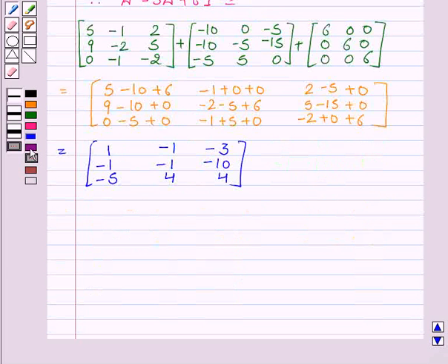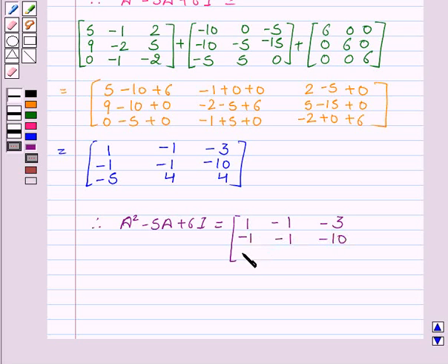So therefore A squared minus 5A plus 6I equal to matrix [1, -1, -3; -1, -1, -10; -5, 4, 4]. So this is the answer.